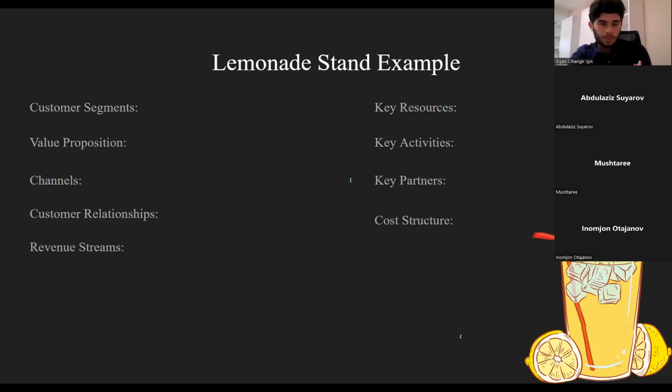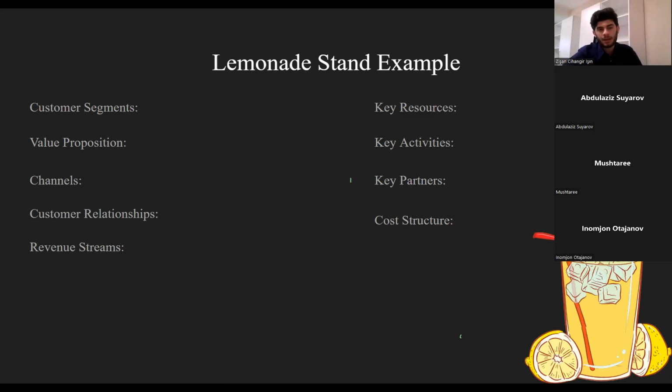Next part is the revenue streams part. We found the customer, we found the value, we know how to take the value we created to the customer. What are our revenue streams? Where do we earn the money from? Anybody? Okay.